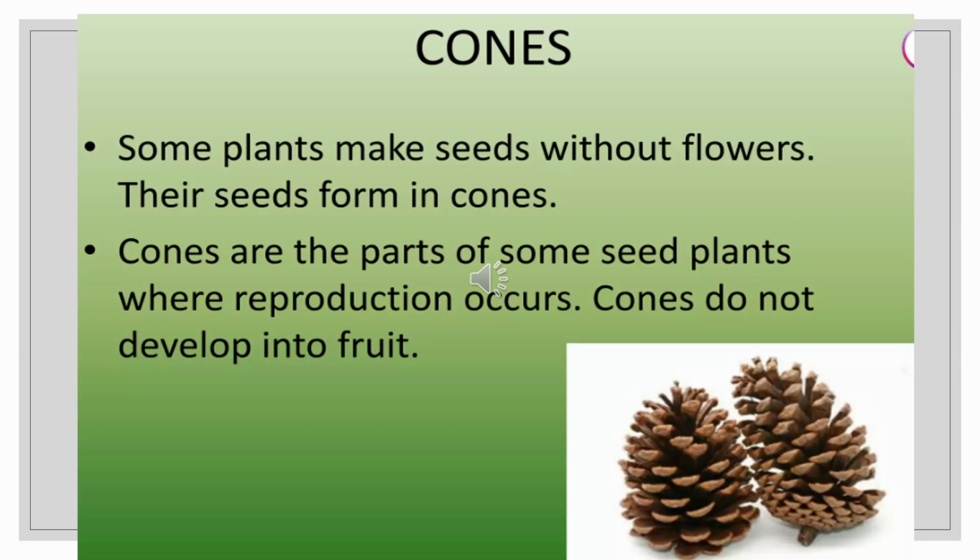And finally, some plants which are non-flowering make their seeds without flowers, and these seeds form in cones. Cones are the parts of some seed plants where the reproduction occurs, but cones do not develop into fruit. So these are some ways plants reproduce for those who are non-flowering plants. Okay.